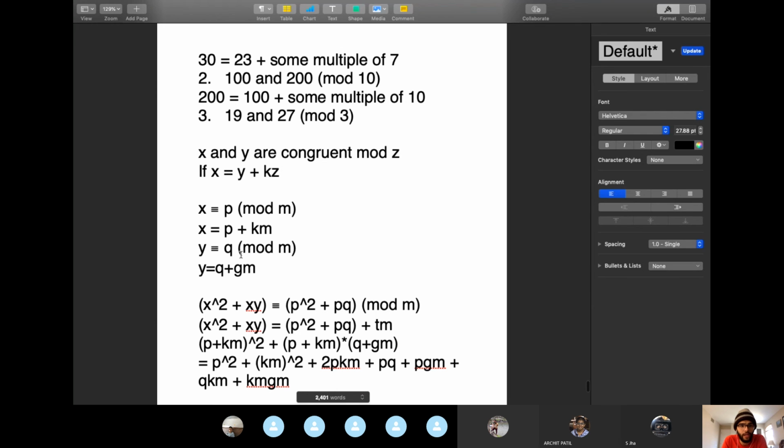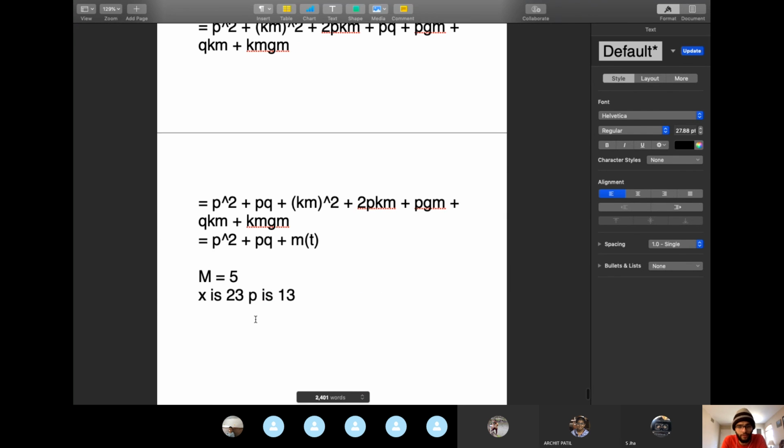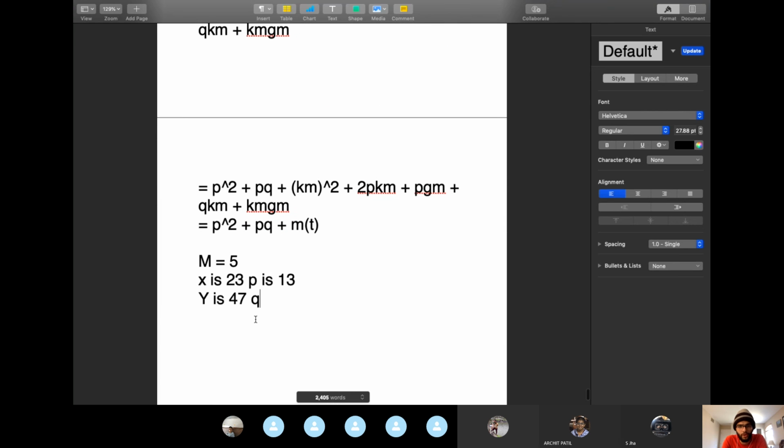Now let me do y and q. They should also be congruent to each other in terms of 5. Anyway, y is, I'll say, 47 and q is 32. Quick question: are 47 and 32 actually congruent when we look at it from the point of view of 5? Or does this look wrong to you? Why is it? Because 47 is 2 more than 45 and 32 is 2 more than 30. So they are just the same thing.